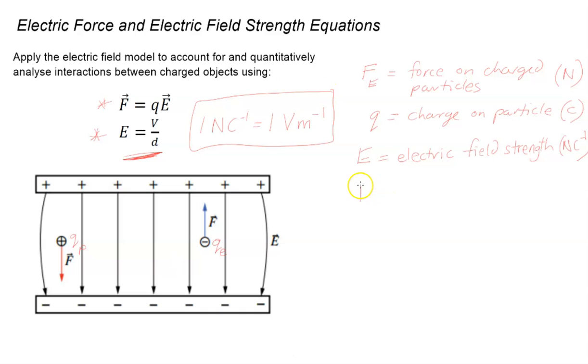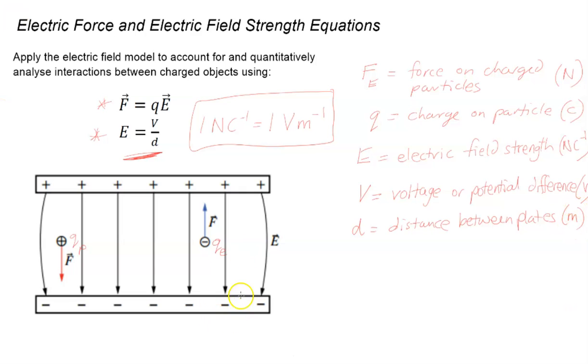So I'll write those values here. We've got V is voltage, or we'll start to refer to it as potential difference, in volts. And d is the distance between the plates in meters.